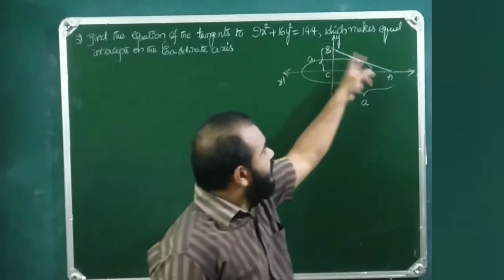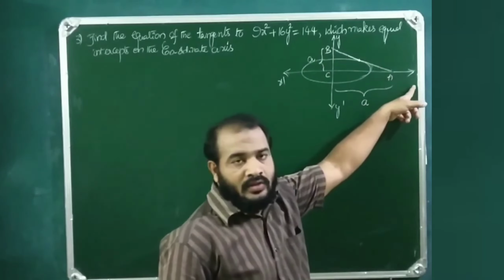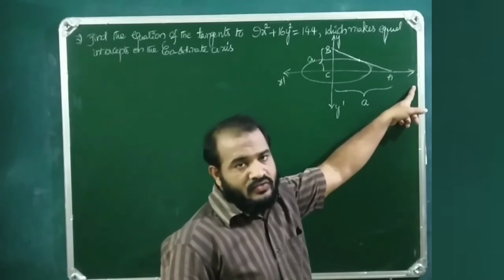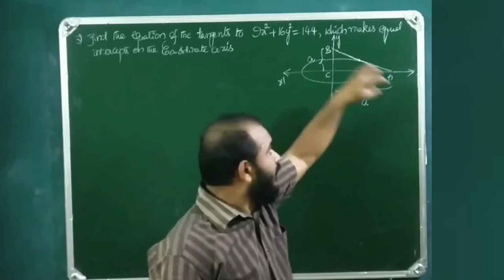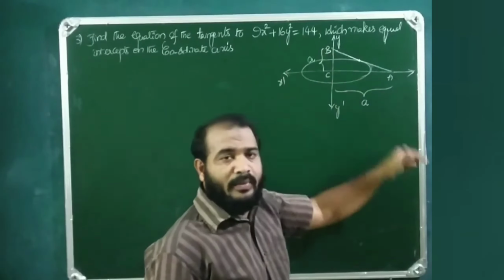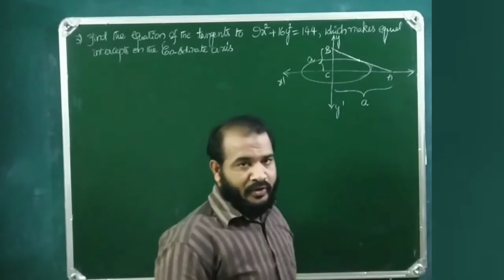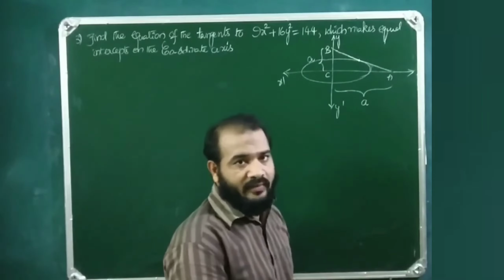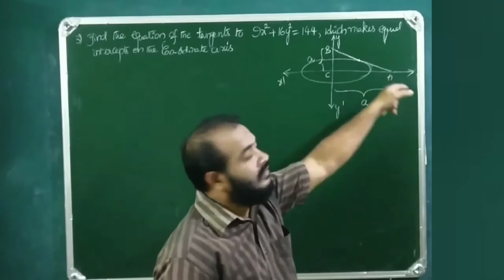Since this is a line in the intercept form, x by a plus y by b equals 1, and here b is also a, we get x by a plus y by a equals 1. Taking the LCM, x plus y by a equals 1, so x plus y equals a. That is this line.